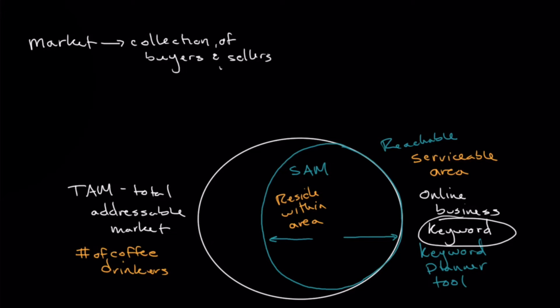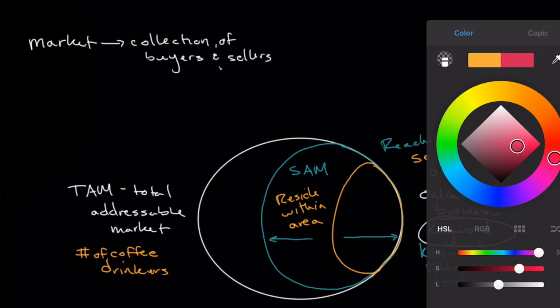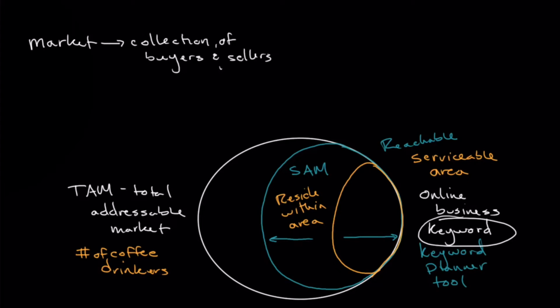Now, the next area or the next market, if you will, within this diagram is what we call the share of market. Now, this is the smallest piece within this total addressable market. And so we call this the share of market, commonly abbreviated as SOM, but it's share of market. And this represents the actual percentage of the market that we can obtain.